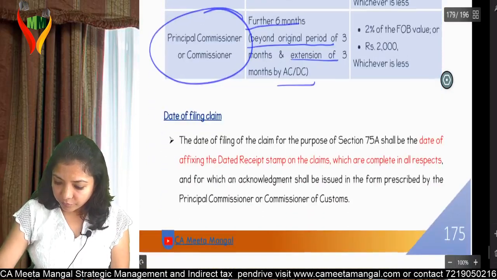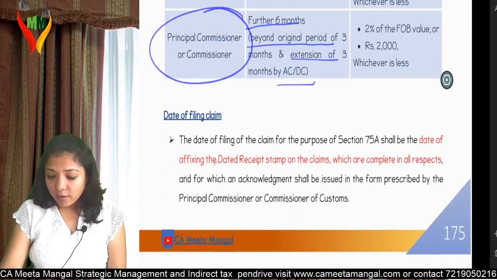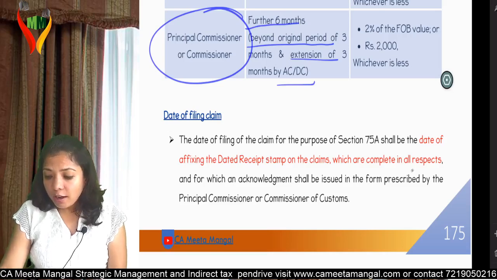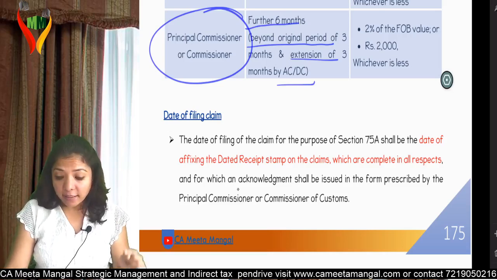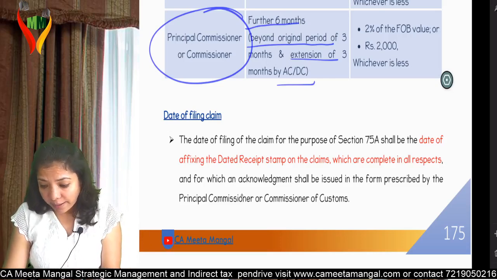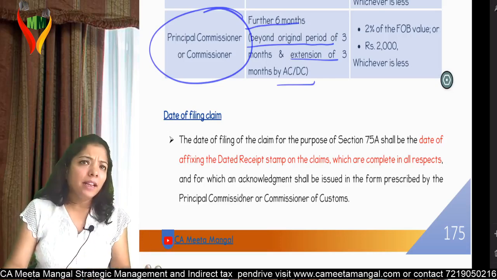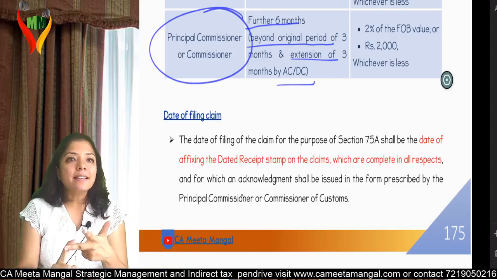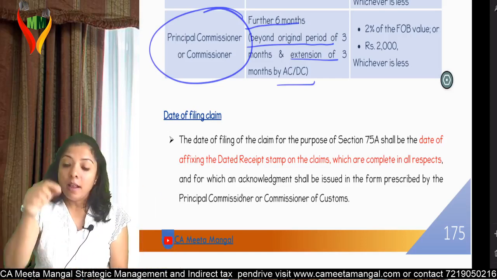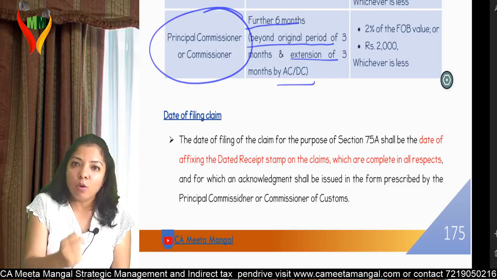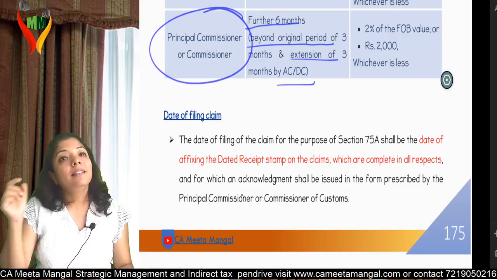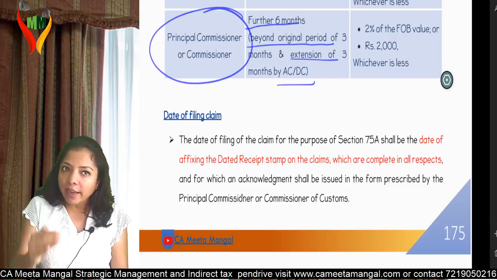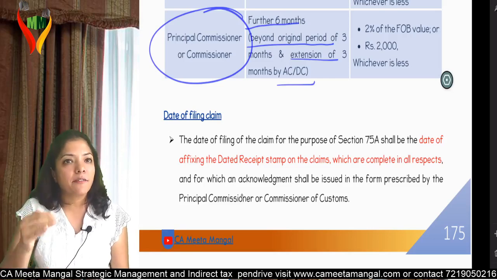Am I clear? Date of filing claim. The date of filing claim for the purpose of section 75A shall be the date of affixing the dated receipt stamp on the claim, which is complete in all respects. Very clear. Now 3 months, first 3 months, next 3 months, next 6 months, whenever you file, the day you get the stamp on it, once it is fulfilled, that date will be considered as the date of claim for the purpose of section 75A.